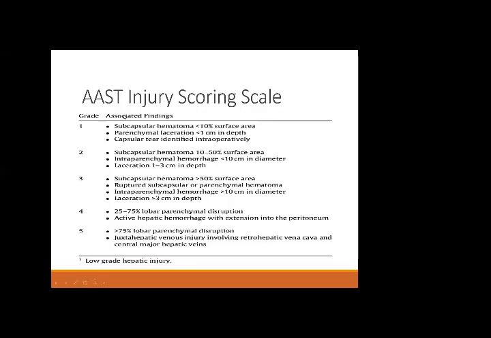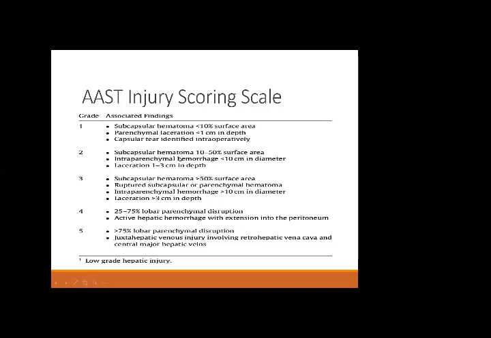So grade 1 is subcapsular hematoma less than 10% surface area, parenchymal laceration less than 1 cm, or capsular tear. So subcapsular hematoma, parenchymal laceration, and intraparenchymal hematoma formation. This decides the grade of the liver injury.